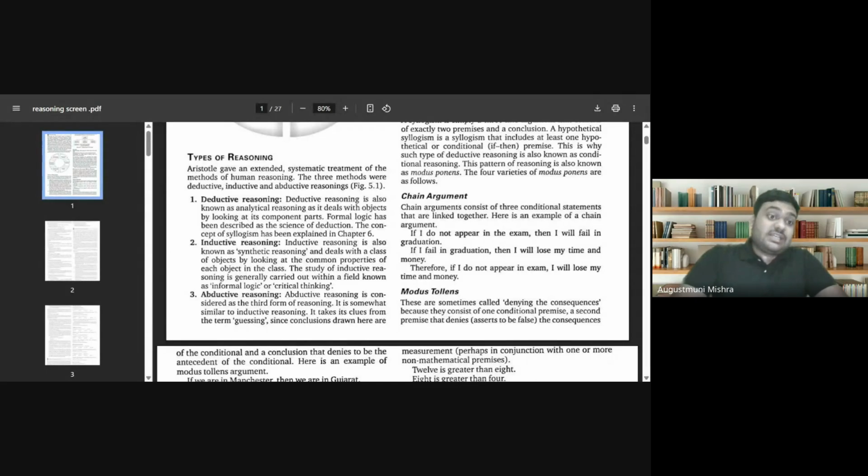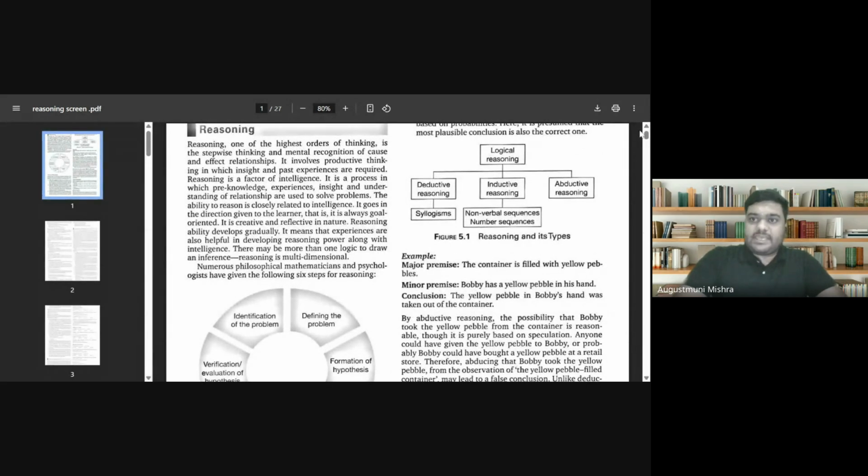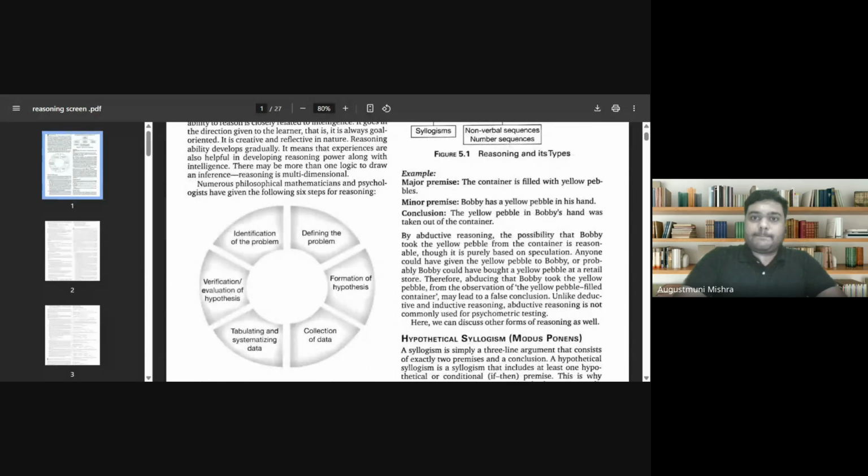Now there is a new reasoning type, that is abductive. Abductive reasoning is considered the third form of reasoning. It is somewhat similar to inductive reasoning. It takes its clue from the term guessing, since the conclusion drawn here is a guess. Here are the examples of this reasoning mentioned, because it is said to be similar to inductive reasoning.